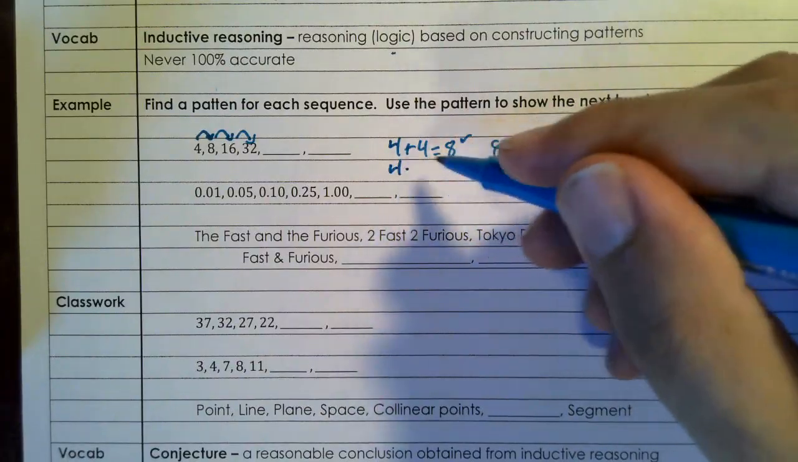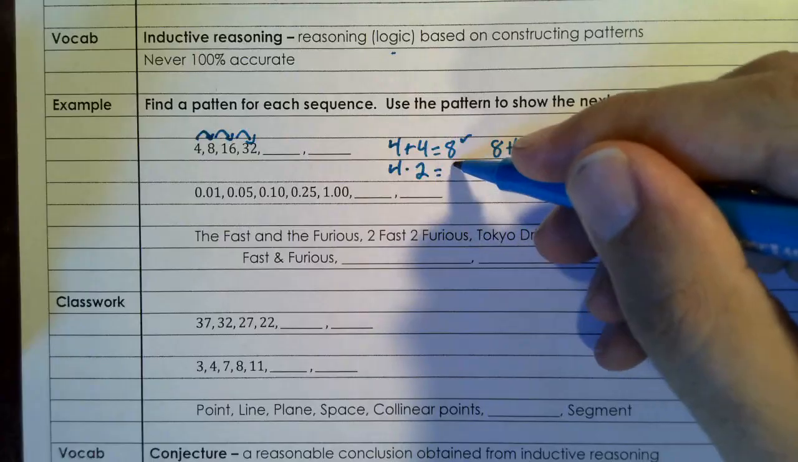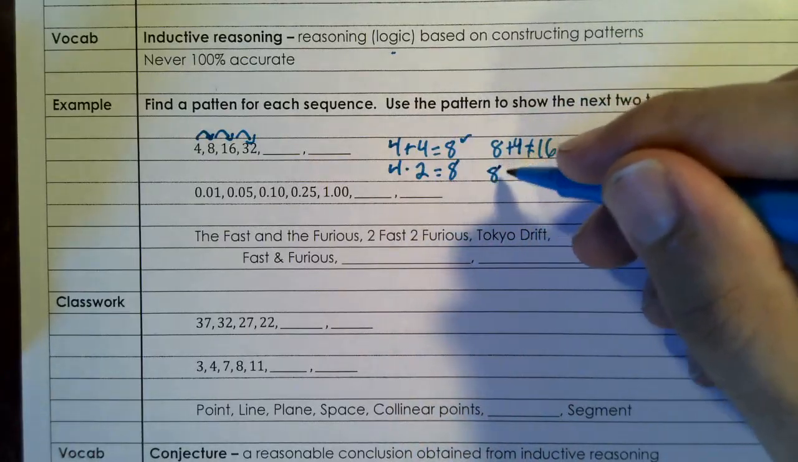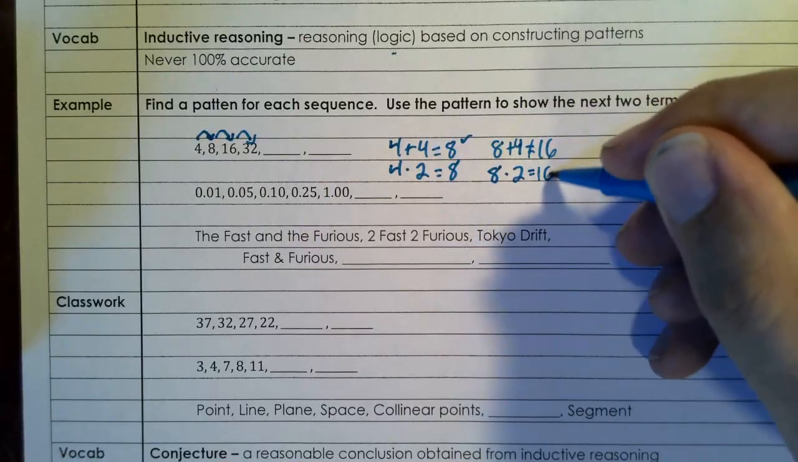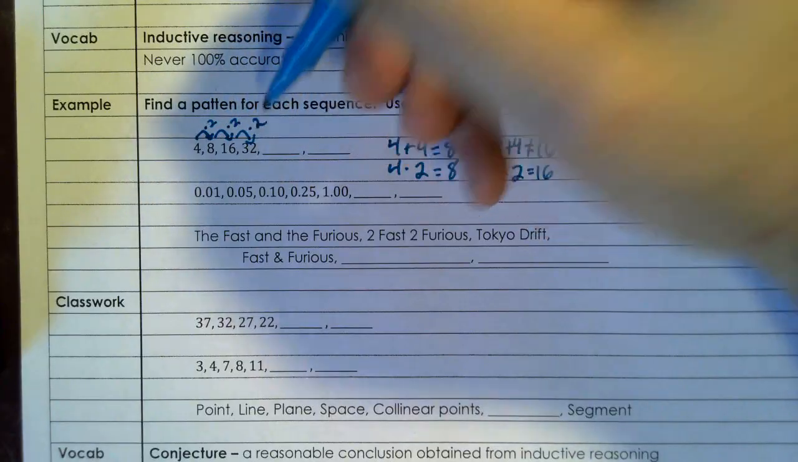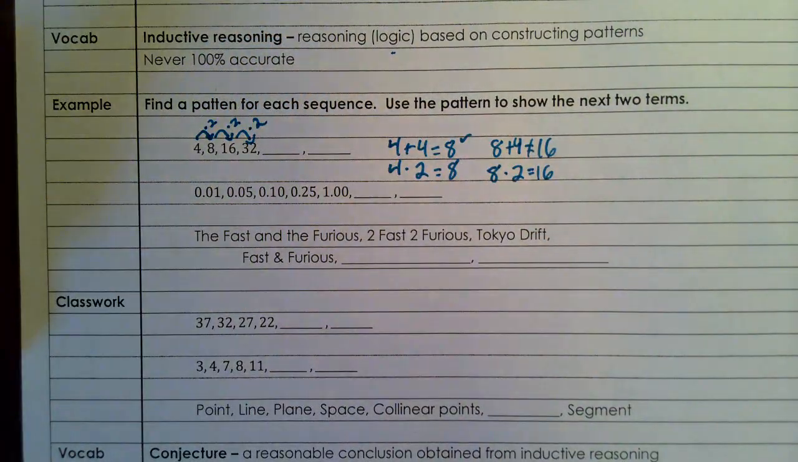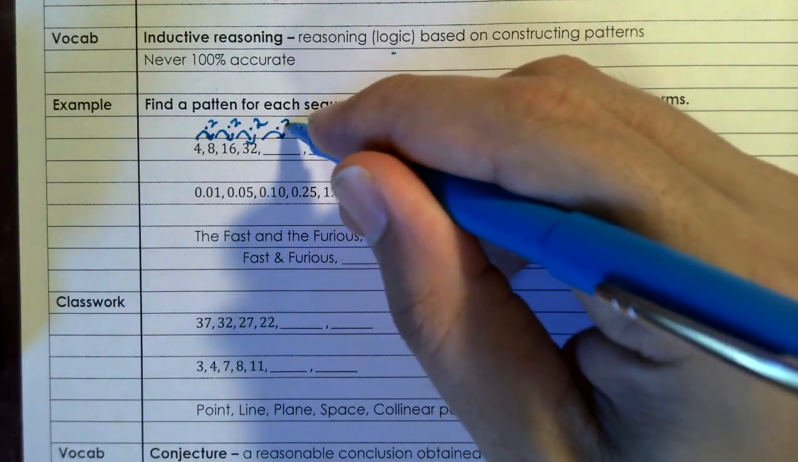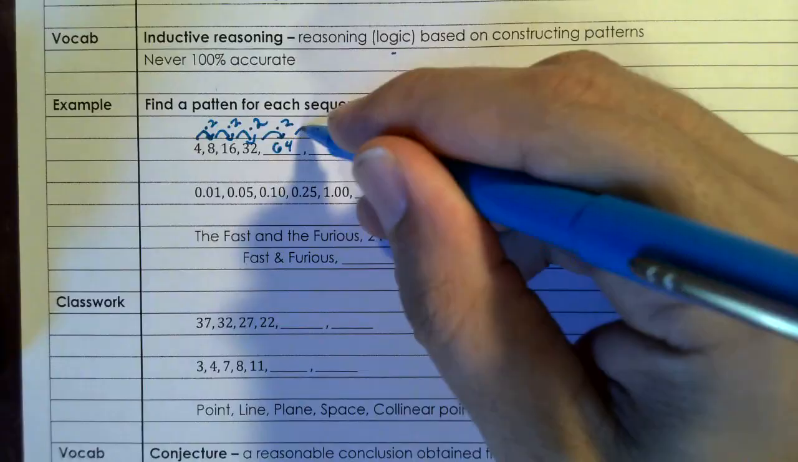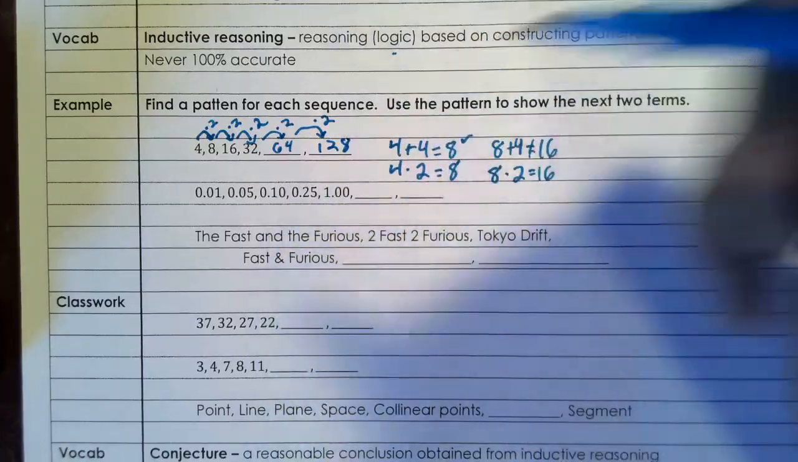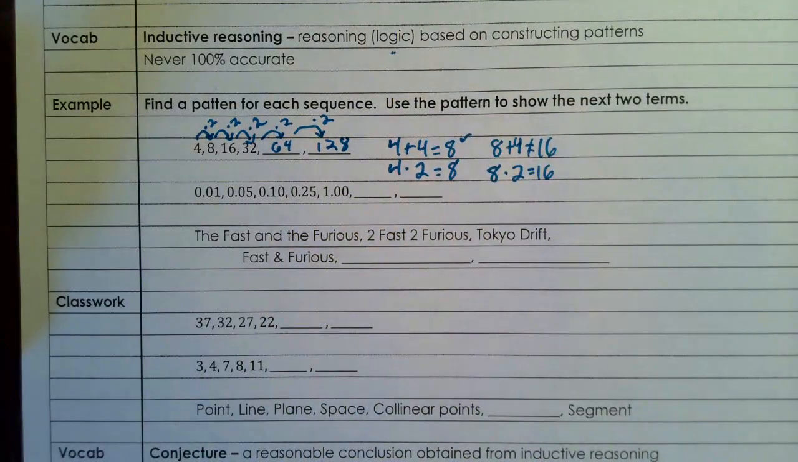Well, I could also do 4 times 2, and that's going to be 8. And then if I check the next one, 8 times 2, oh, that's 16. And we can see that continuing. This is times 2, times 2, times 2. If your first pattern doesn't work, try something else. So the next two numbers in our sequence should be 32 times another 2, which is 64, and then 64 times another 2, which is 128. So that's our pattern for the first one.